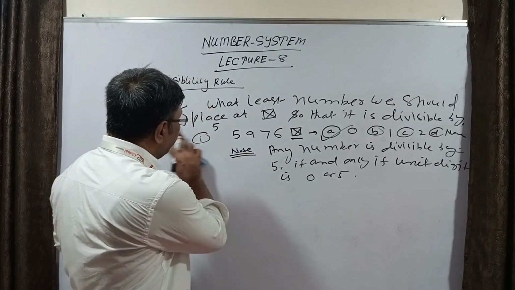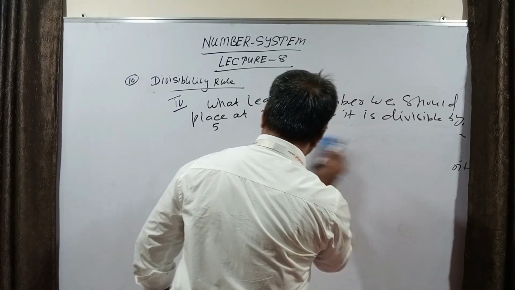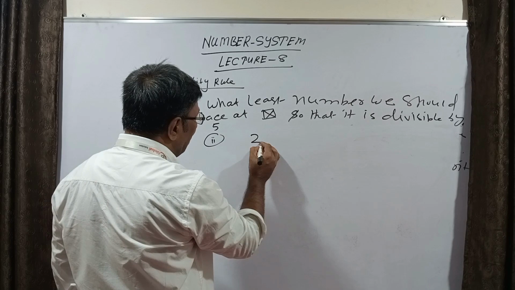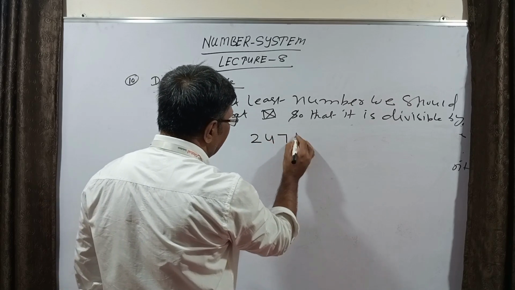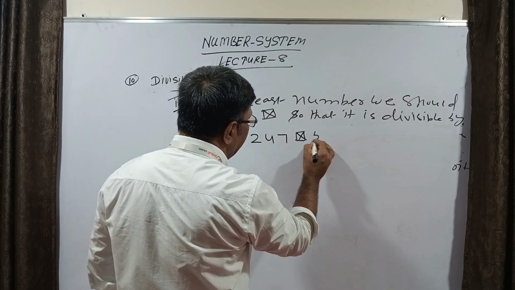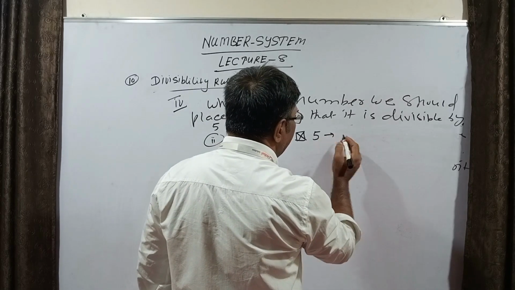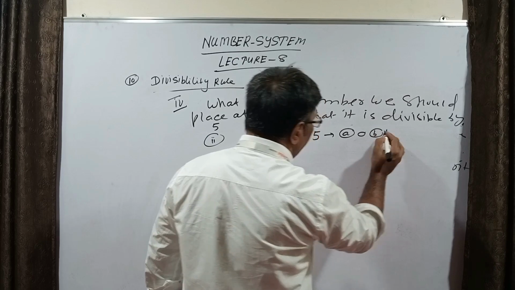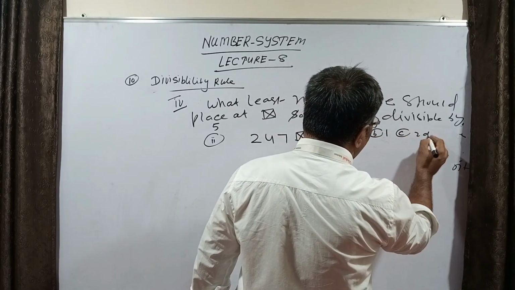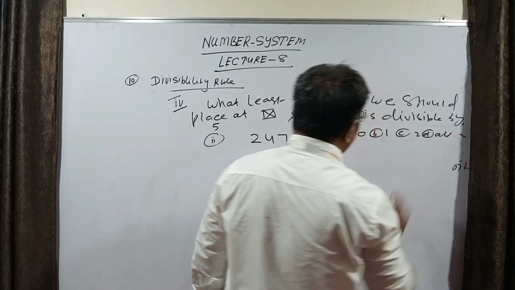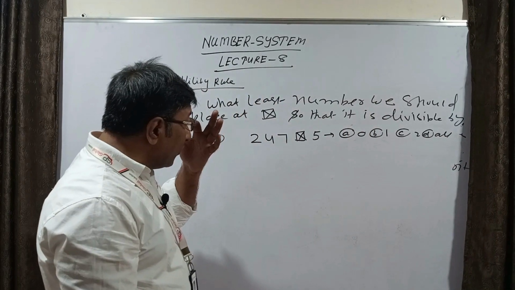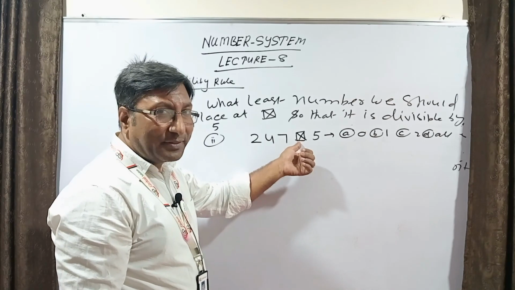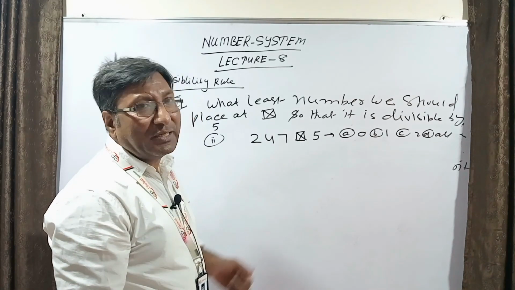One more example. The second example is like 2, 4, 7 and a star place here, 5. The options are A 0, B 1, C 2 and D all. So again my question is, what least number should we place at this star place so that the number is divisible by 5?